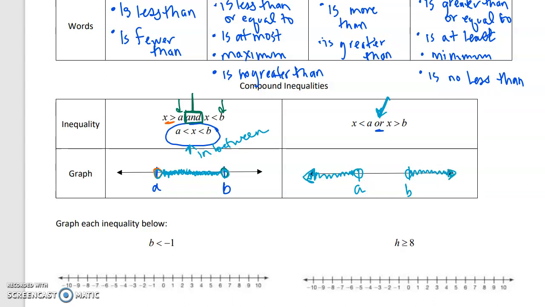In this case, since we don't have to both be true, both inequalities are graphed kind of on the same number line, but considered separately. Because we cannot be on this side and that side at the same time. We can be one or the other. So these are the basic types of inequalities that we're going to be working with. Let's take a look again at some graphing.